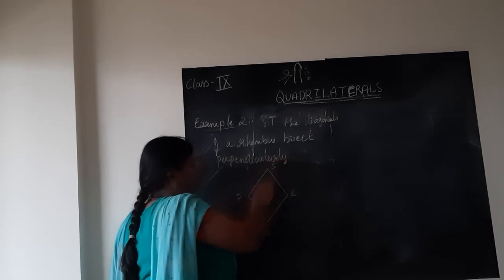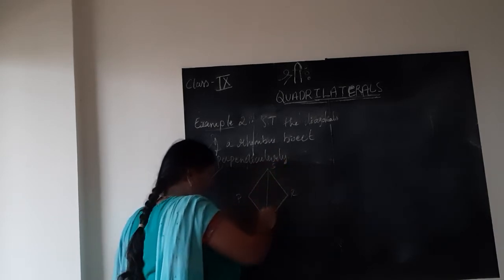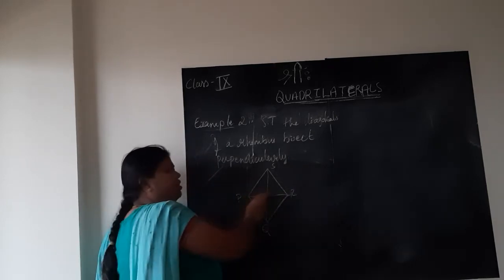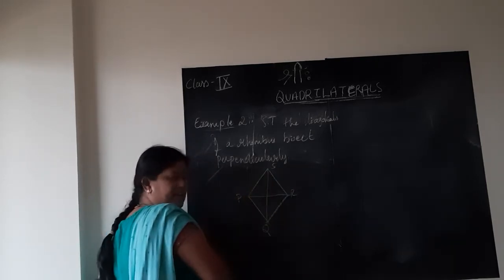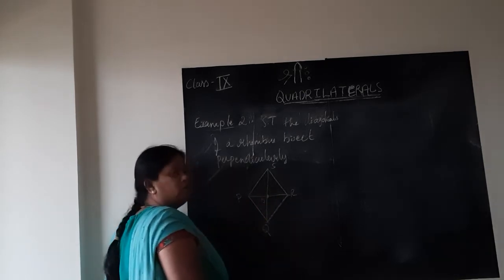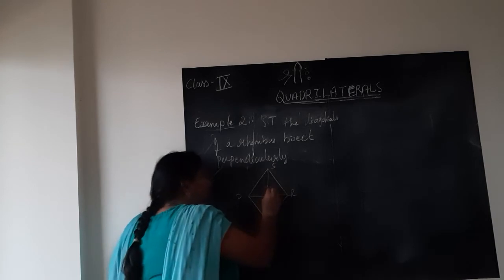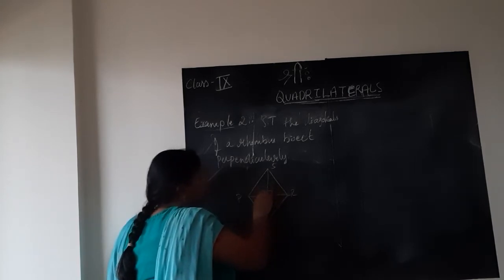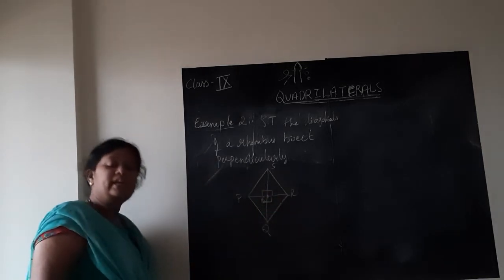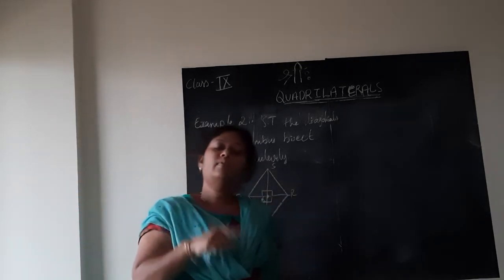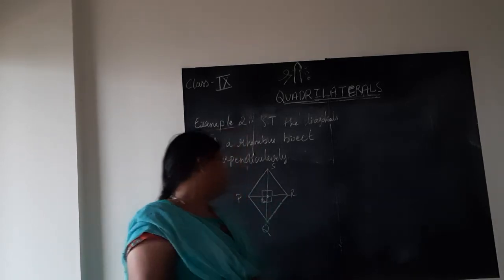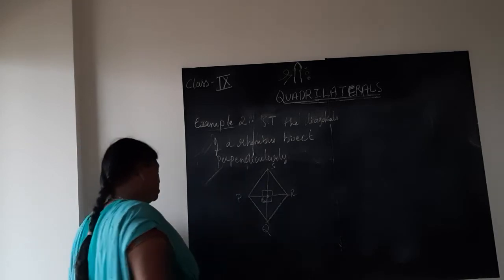We need to prove the diagonals drawn. This is one diagonal by joining SQ, and by joining the vertices P and R, one more diagonal. Two diagonals are there in the rhombus, and those two diagonals are intersecting at point O. We need to prove that this angle is 90 degrees. When you prove that angle is 90 degrees, in other words, you mean to say that the diagonals bisect perpendicularly, children. How do you prove it is the next question.